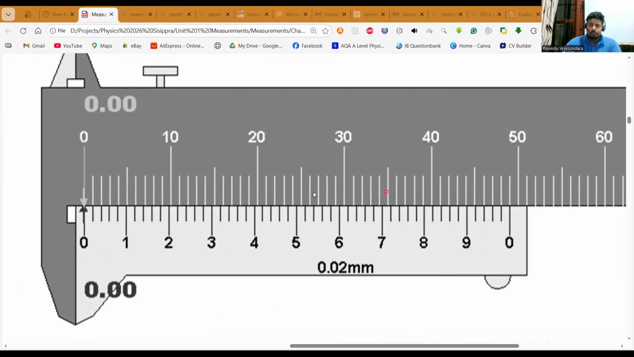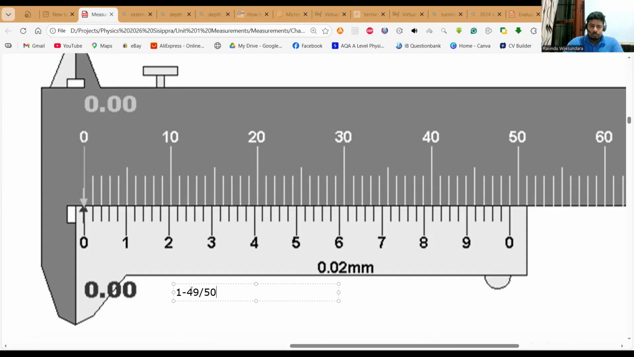So you can see here 49 divisions of the main scale is divided into 50 parts. So you can calculate the length of a division. That is 49 divided by 50. That is the length. So how do you calculate the least count of that one? You have to subtract 49 divided by 50 from 1 millimeter. So this is how you calculate the least count of this vernier scale.